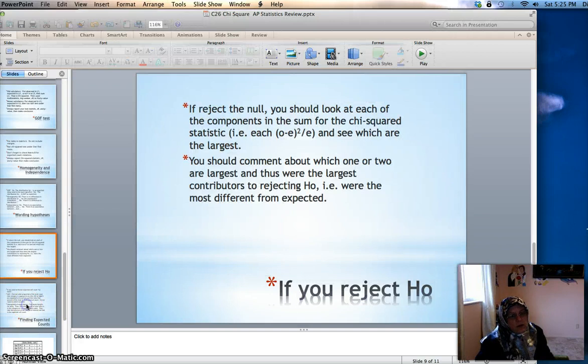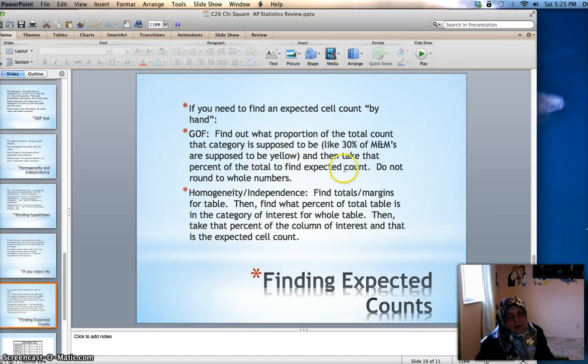And let's talk about how you do that. So if you're working with matrices, you take that percent of the total to find the expected count. Don't round those to whole numbers. For homogeneity and independence, you use the totals or margins to figure out what percent is expected, and then you find that percent for the category of interest.